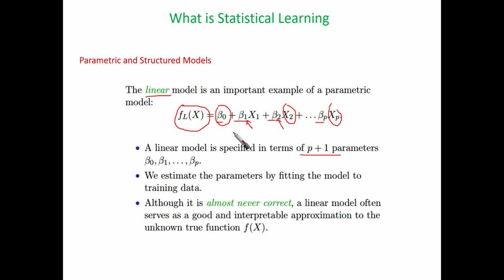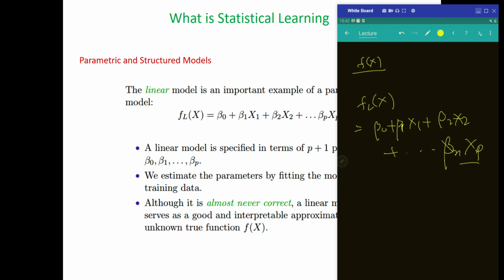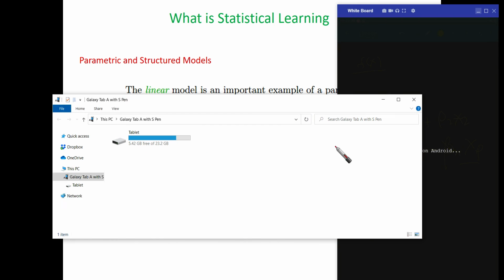Now if somehow we can estimate these values, that is beta naught to beta p, then we can estimate this function. So this is the idea. Think about this: let's say we have a function, and we model this function maybe with a linear model. This model can be considered as having parameter beta 1 with x1, beta 2 with x2, and in this way parameter beta p with xp, because we have p number of variables.